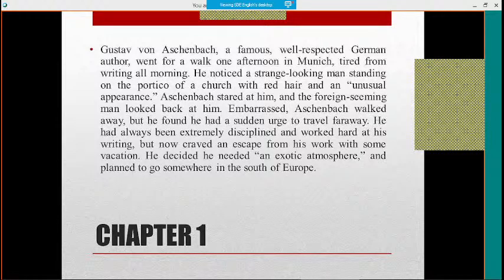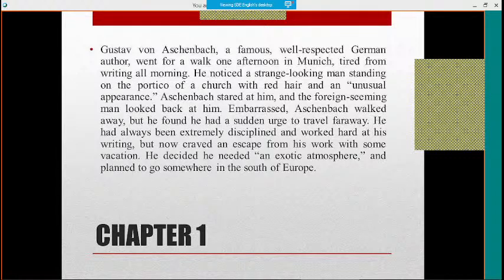In the first chapter, what happens? I'll tell you. Gustav von Aschenbach is the central protagonist of this novel. He's an aging man, a nationally renowned writer, a very important writer. Where is he living? Munich. He's a very famous, well-respected German author, living in Munich alone.